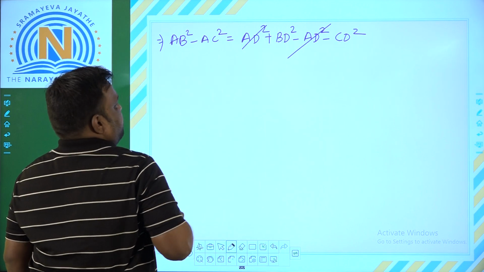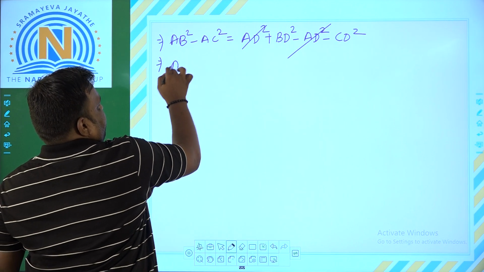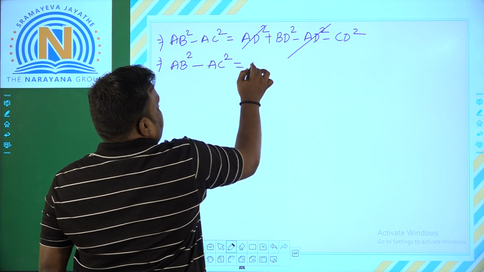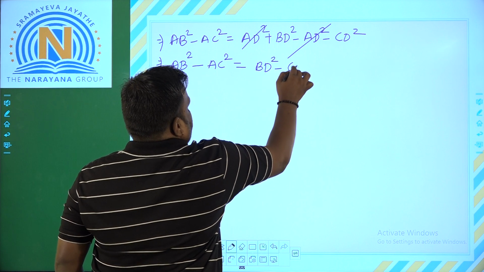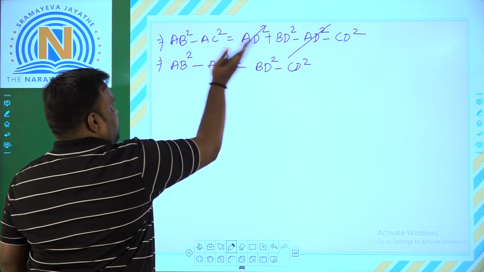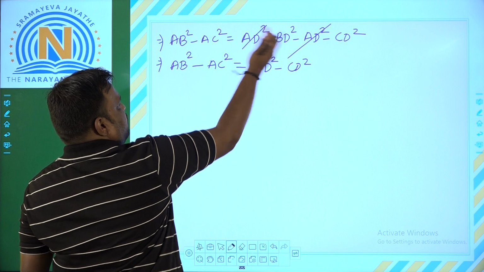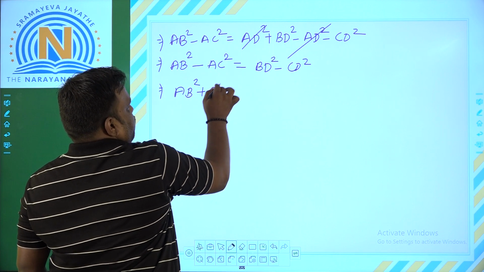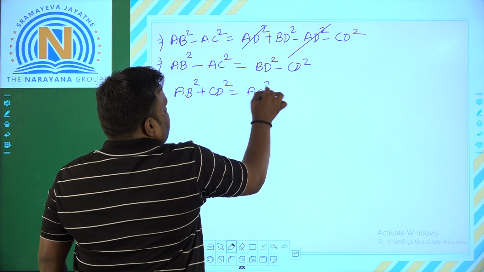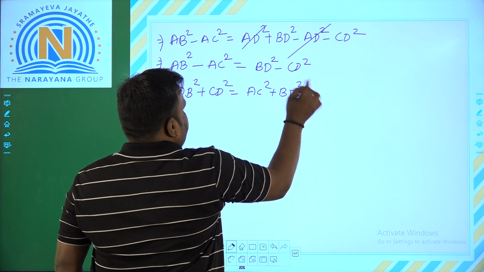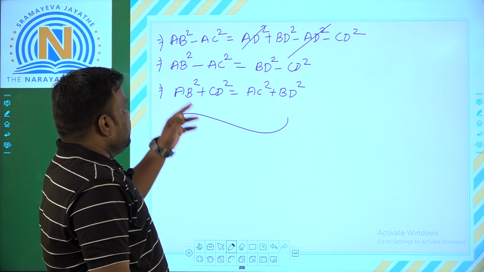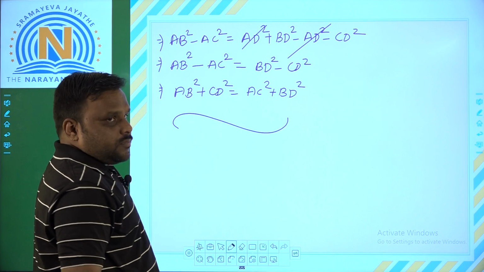Minus AD square plus AD square gets cancelled. The next step I am left with is AB square minus AC square is equal to BD square minus CD square. Now bring this minus CD square to the LHS and take this AC square to the RHS. So what I will be left with right now, AB square plus CD square is equal to AC square plus BD square, or BD square plus AC square. This is what you have to prove. So this is one of the important parts.